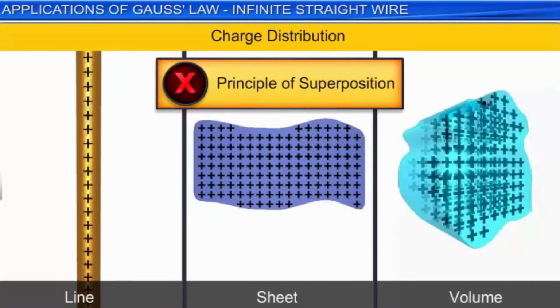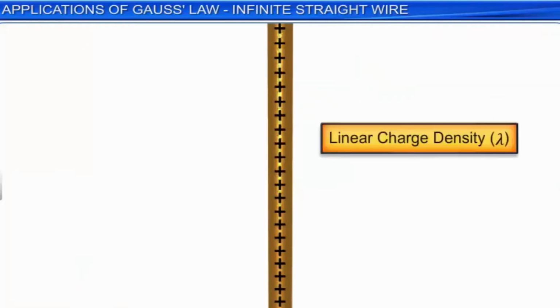Let us now consider an infinitely long straight wire carrying a uniformly distributed positive charge. Its linear charge density, lambda, is the charge per unit length of the wire. That is, lambda is equal to Q by L, where Q is the total charge on the conductor distributed over length L of the wire. The wire considered has an axis of symmetry.